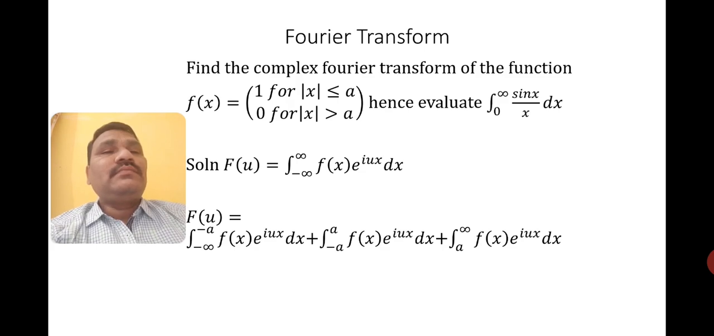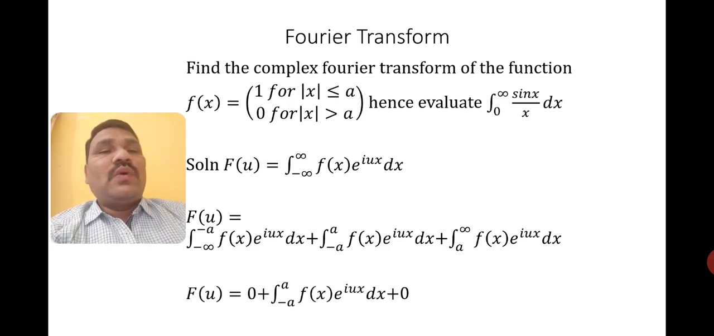Okay, here the third term, if you see the function, it will be 0. Why? f of x will be 0 when x is greater than a. So the third term of the integration will be 0 according to the function. And the first one is also 0, because that is minus infinity to minus a. The first and last terms vanish. Only the term left out is integral minus a to plus a f of x e to the power iux dx. Right.